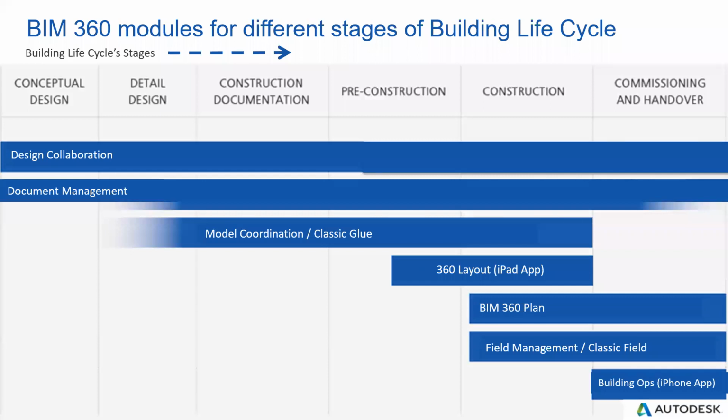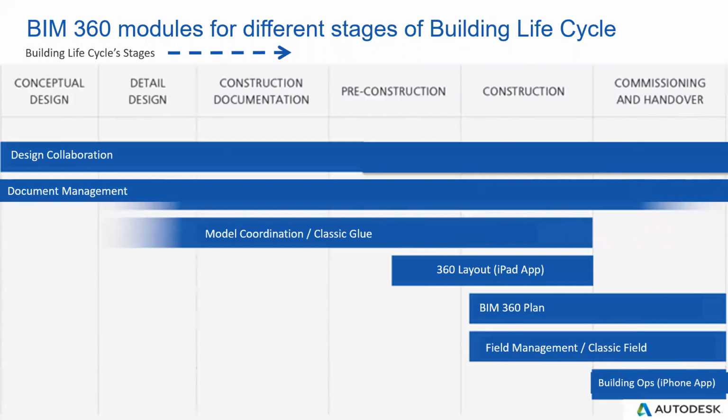And the third one is model coordination, or the Glue, which is somehow like our Navisworks. Navisworks is a standalone software for you to merge different types of files into one single source, and then you can do some clash detection in Navisworks. For our convenience, with technology advancement, we can use the Glue or model coordination right now.